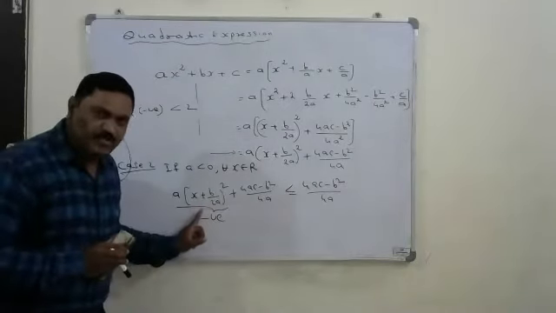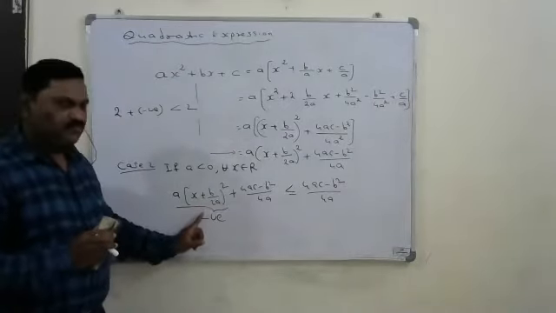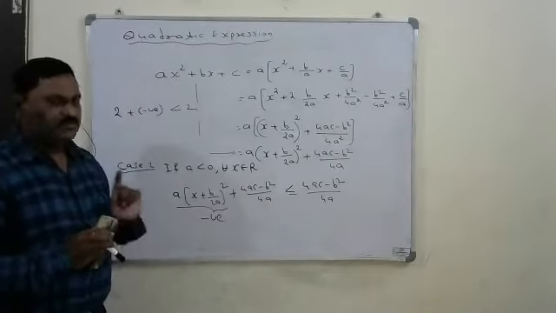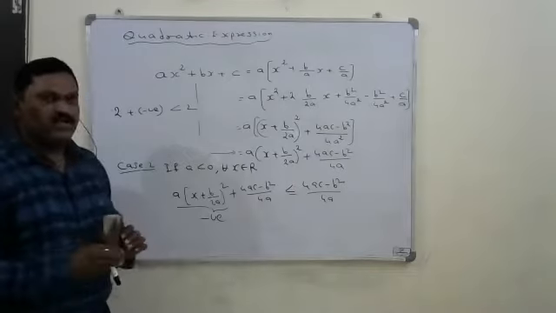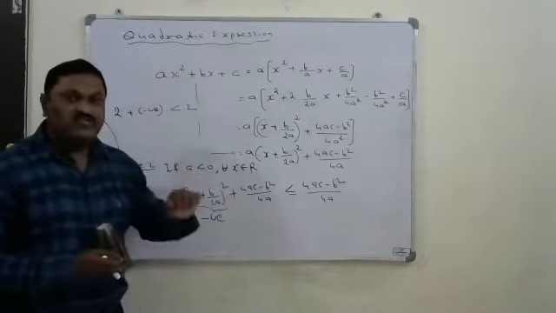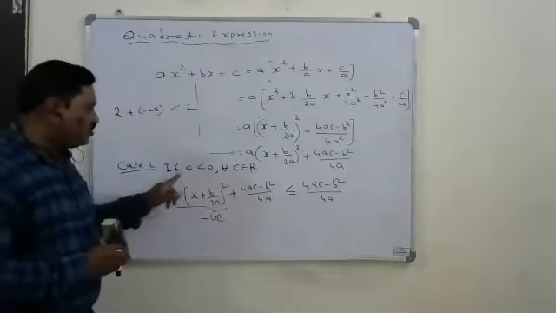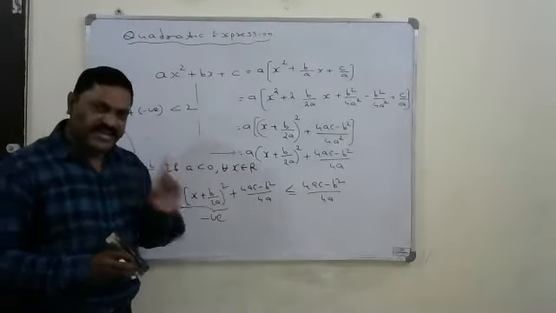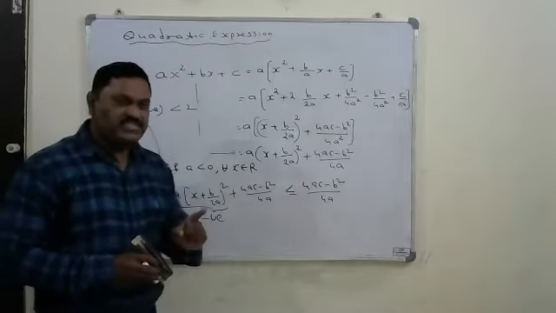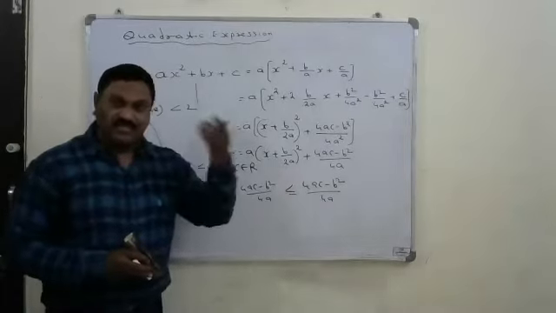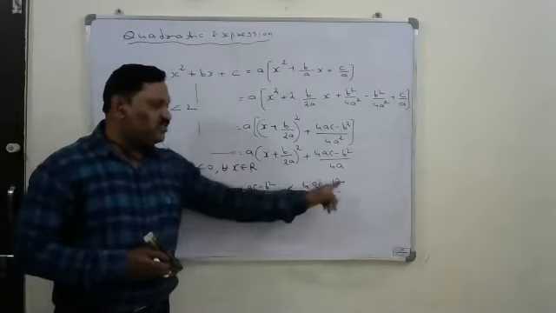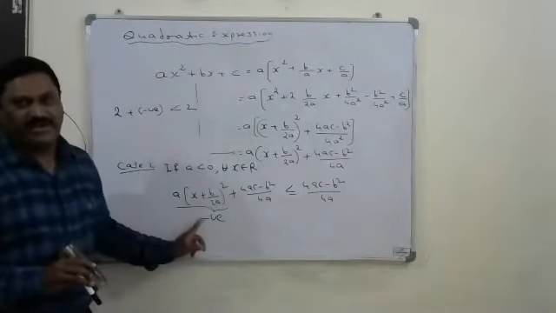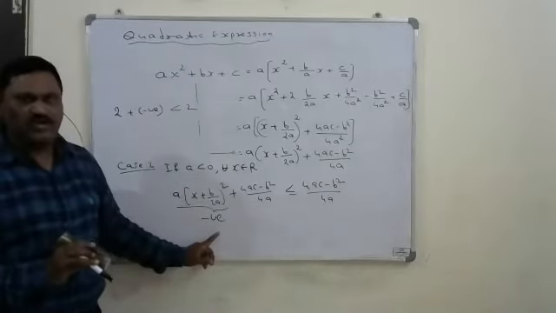So if this term is 0, that means x is equal to minus b by 2a. This is also a point you have to remember. So this expression will give the maximum when the coefficient of x square is negative. For any expression whose coefficient of x square is negative, it gives the maximum, and that maximum value is (4ac minus b square) by 4a. That is available at x equal to minus b by 2a. This is also a point you have to remember.